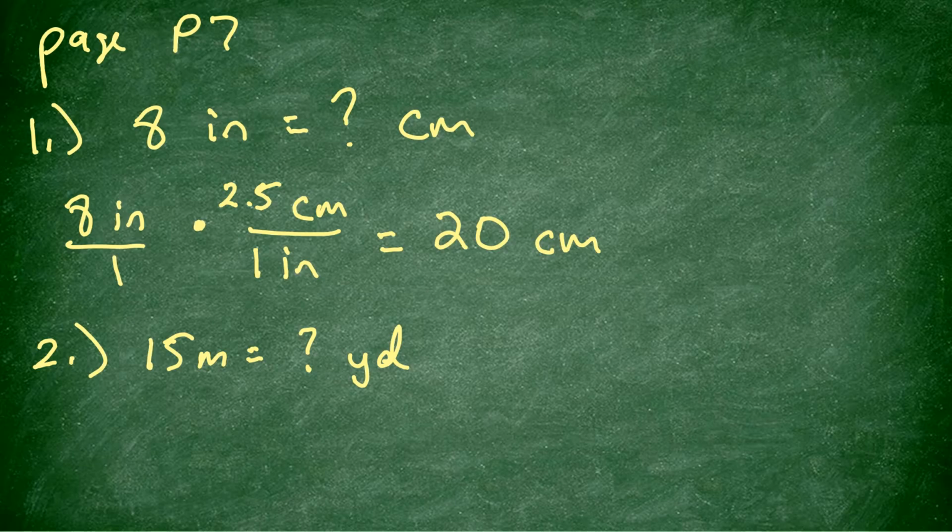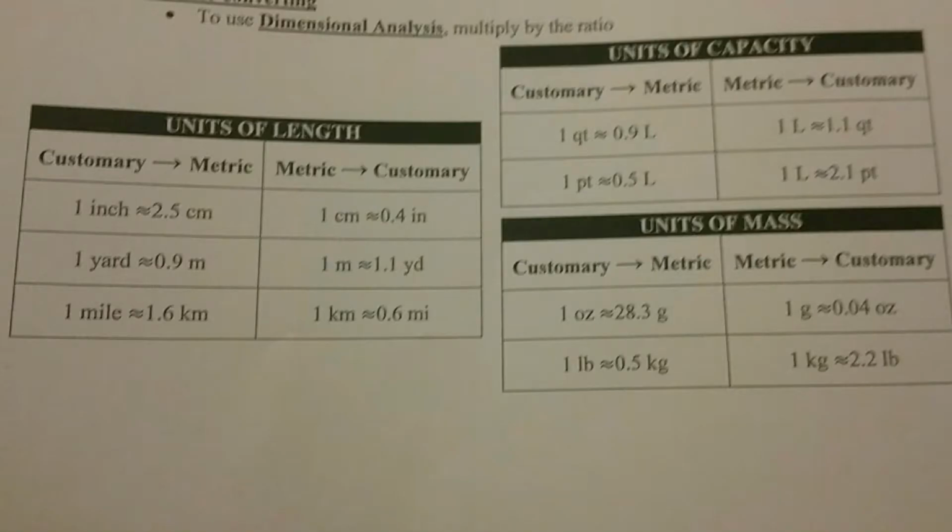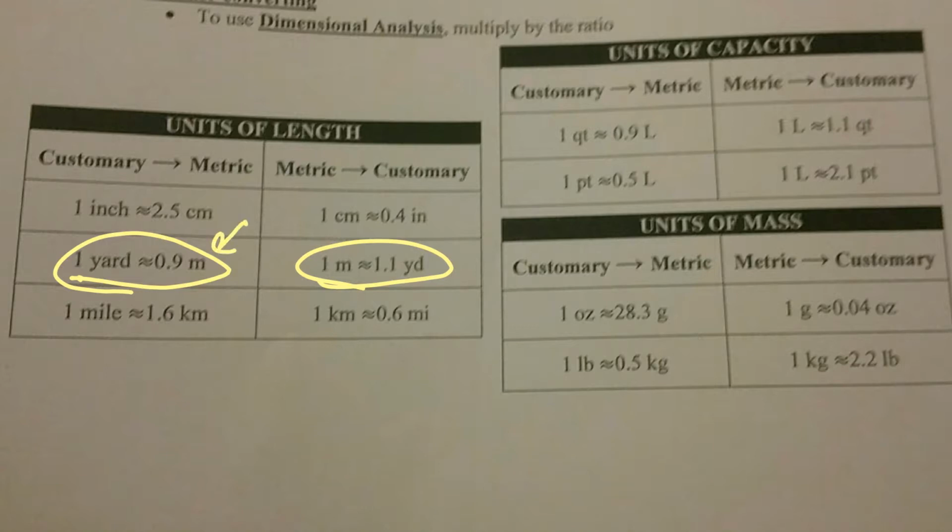So 1 meter equals 1.1 yards. So I'm going to say 15 meters times... and guys, it doesn't matter which one of these you use. You can use this one here, 1 yard is 0.9 meters, or 1 meter is 1.1 yards. It doesn't matter. So I'll just use this one right here. It doesn't really matter which one you use. I'll get the same answer.